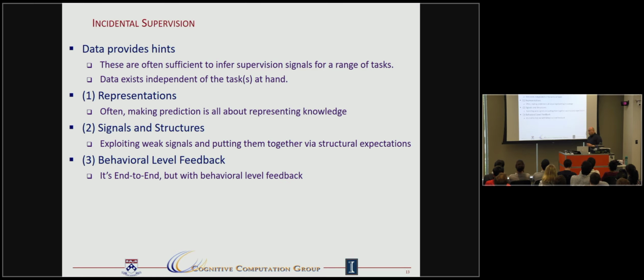So I want to talk about it from 3 different perspectives. One of them is representation. Often making predictions is really all about making good representations. The second one is going to be about signals and structures. How can we exploit weak signals and put them together via expectation that we have from the text? And I'm going to finish with some ideas on behavioral level feedback.